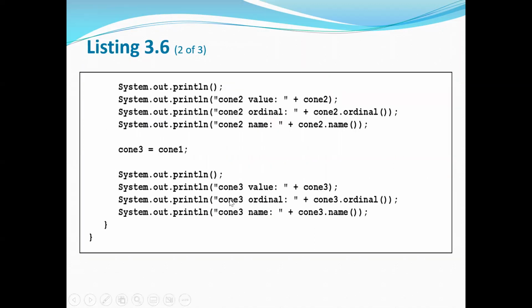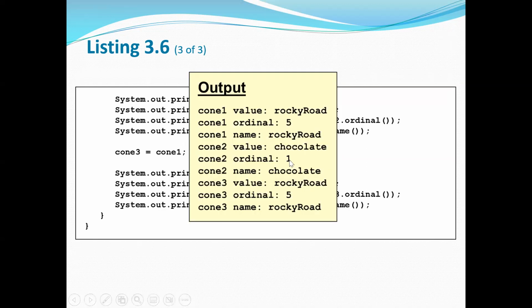So here we have the con3 ordinal. We call the ordinal method. The ordinal will tell you the position of the value in the list. And always we start from 0. So that's why, again, let's see the output.